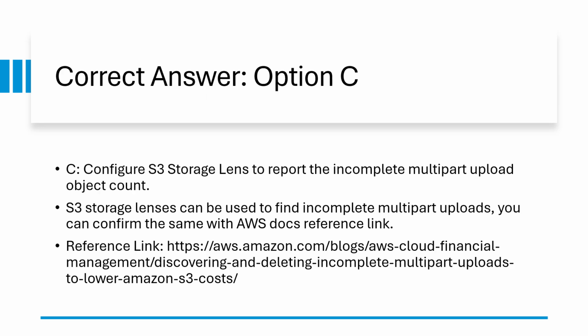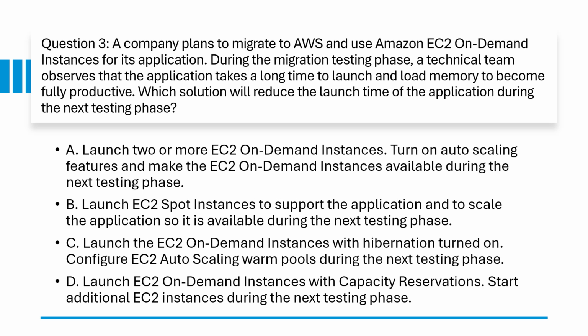Correct answer is option C. S3 Storage Lens can be used to find incomplete multi-part uploads. You can confirm the same with the AWS Docs reference link as shown here. Next up is question 3.